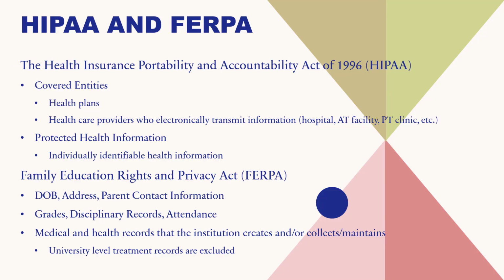HIPAA and FERPA. HIPAA is the Health Insurance Portability and Accountability Act of 1996. It protects health information that is individually identifiable health information. This includes demographic information related to an individual's past, present, or future physical or mental health conditions. Prior to 1996, we did not have the right to own our own health records, and you still may be charged a fee in some places to collect physical copies of your own health records. You will be required to complete a HIPAA consent to obtain your own health records, but you can do it now.